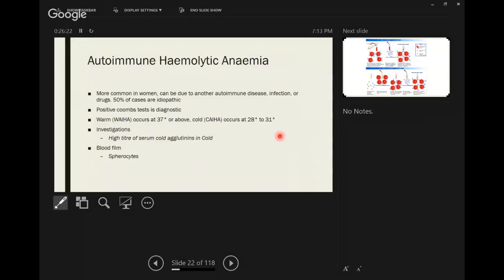So investigations, Coombs test, I need to add that on. And you also have a high titer of serum cold agglutinins in cold subtype. And on your blood film, you see spherocytes.